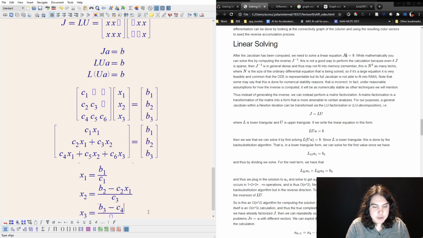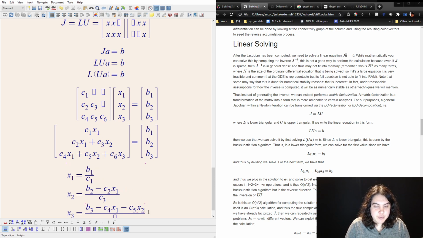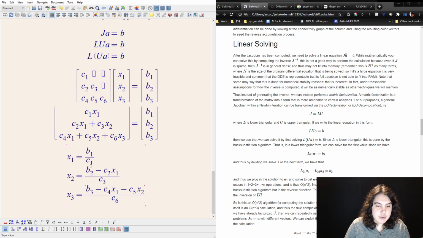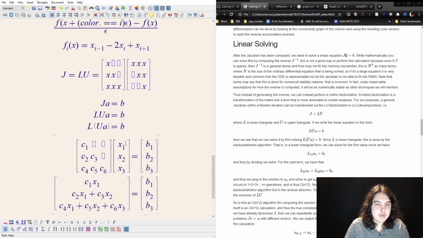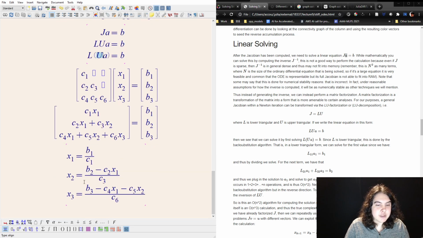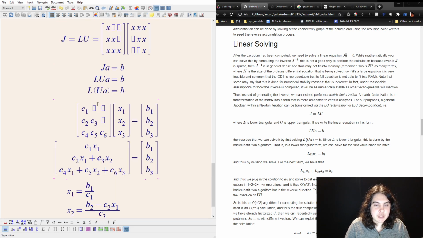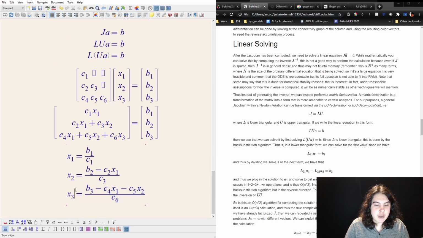All right, let me just write it out because I'm already here. x2 divided by c, x3, right? So you calculate the first one to get the second one to get the third one. And then if it's an upper triangular matrix, you'll see that you get the exact opposite pattern. So you calculate the last one to then get the second one to get the first one, right? So this is back substitution.